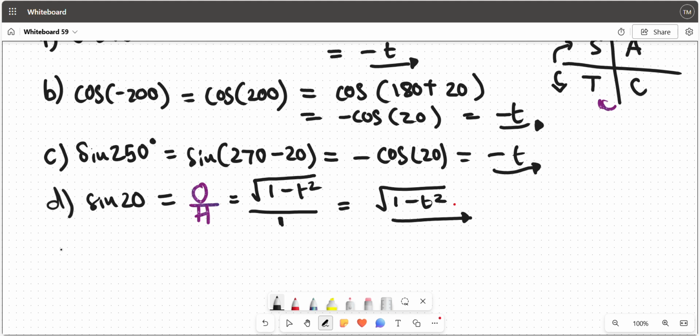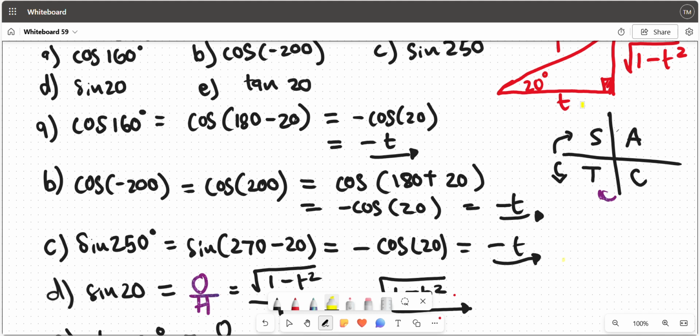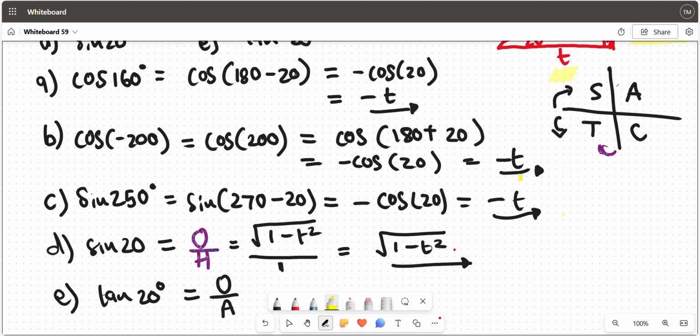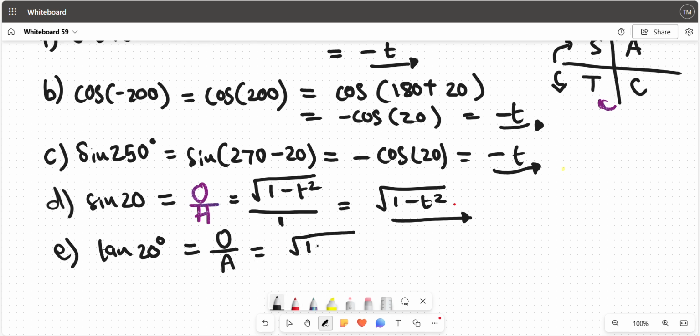And then E asked us what is tan 20 degrees. So now let's remind ourselves, what is the ratio of tan? The ratio of tan is opposite over adjacent. So again, we go onto our diagram. What is our opposite? Our opposite is this guy, and our adjacent is this guy. So I just need to represent that as a fraction. So I end up getting root of 1 minus t squared divided by t, and that you cannot simplify.